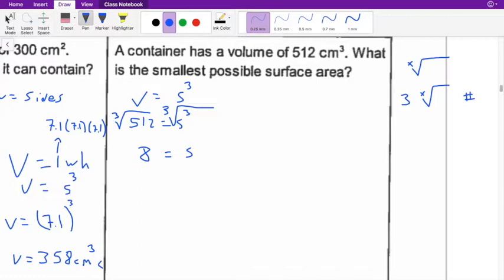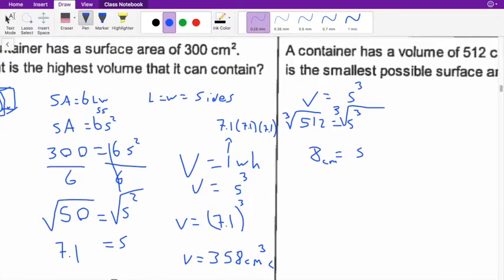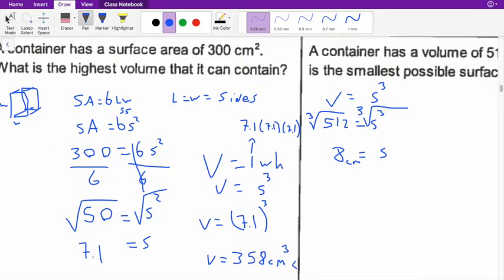That would be centimeters. So 8 times 8 times 8 is 512. Then if we go back over here and we say, okay, what's the formula for surface area of a perfect cube? It's going to be length times width times 6, or 6 times S squared.